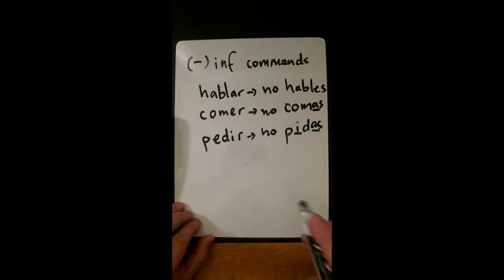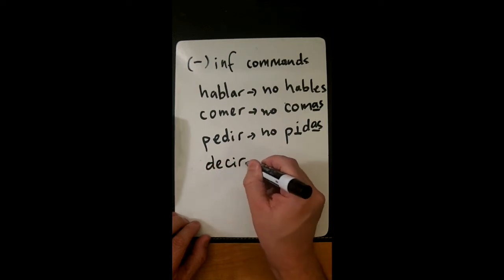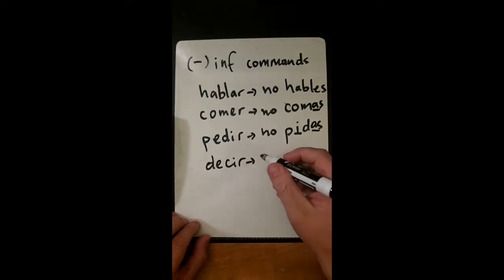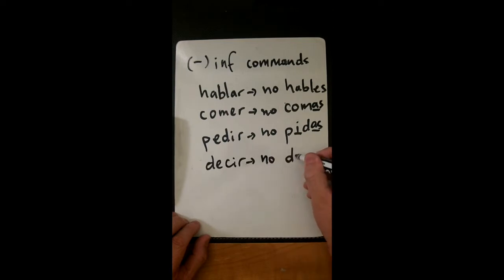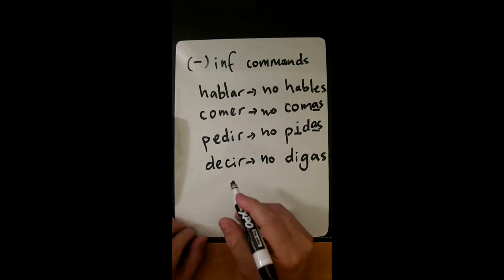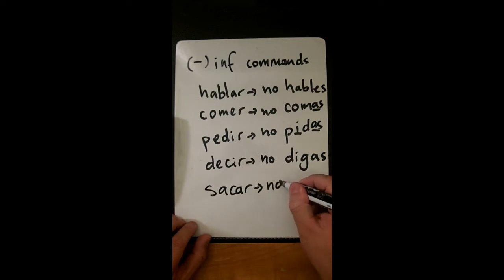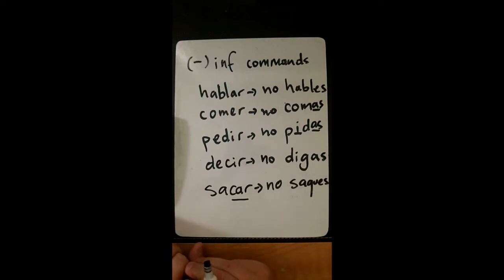Let's do a couple more, and let's do a verb like decir. What is it in the negative for decir? It's going to be no digas. Okay, negative informal commands, and I'll tell you the reason that we're doing this right now. How about sacar? What is sacar? It's going to be, no car verb, no saques. Okay, muy bien.